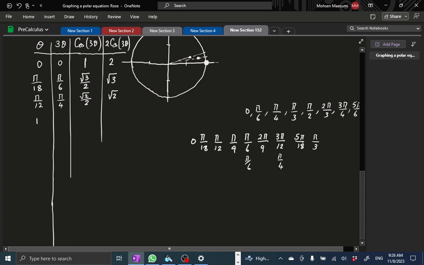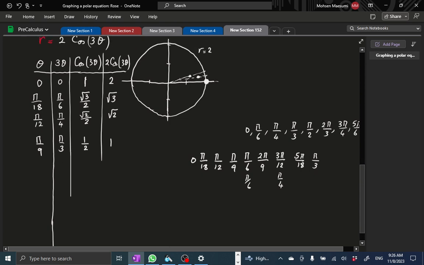Pi over 9, so I look at the next number in the list. I triple that, it's pi over 3. Cosine of that is 1/2. Double of that is just 1. So what does that mean? It means at an angle of 20 degrees, we have reached half the radius.